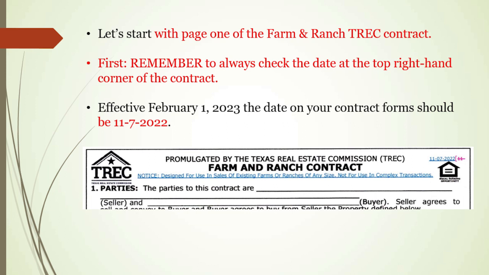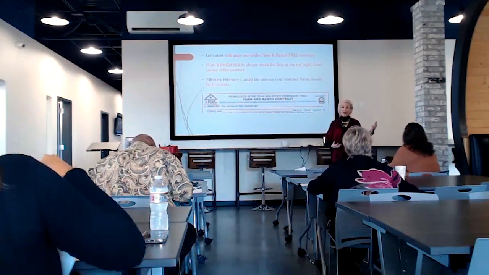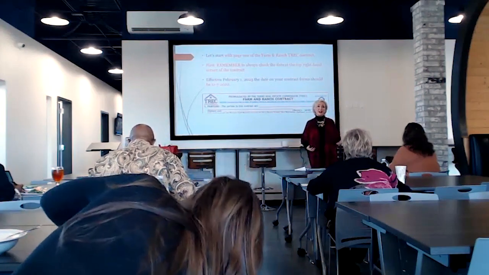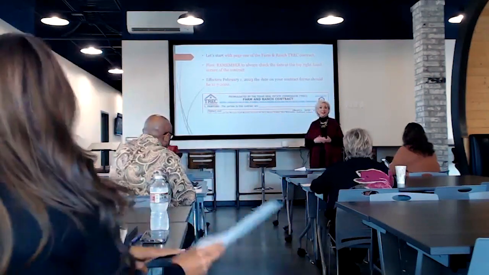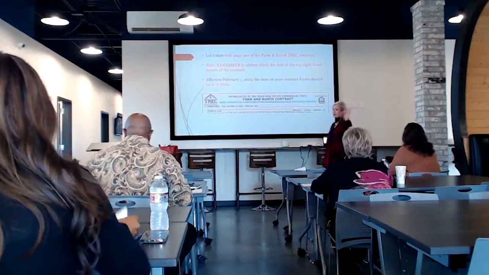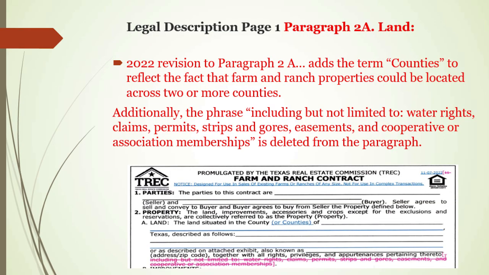That's what needs to be done. Farm and ranch, when you're dealing with a for sale by owner, they're going to pull it off the internet, and it could be dated 20 years ago, or they could handwrite. So make sure to be in compliance, make sure you're using that date. Does everybody know the new date now for the contracts? All right, so legal description.